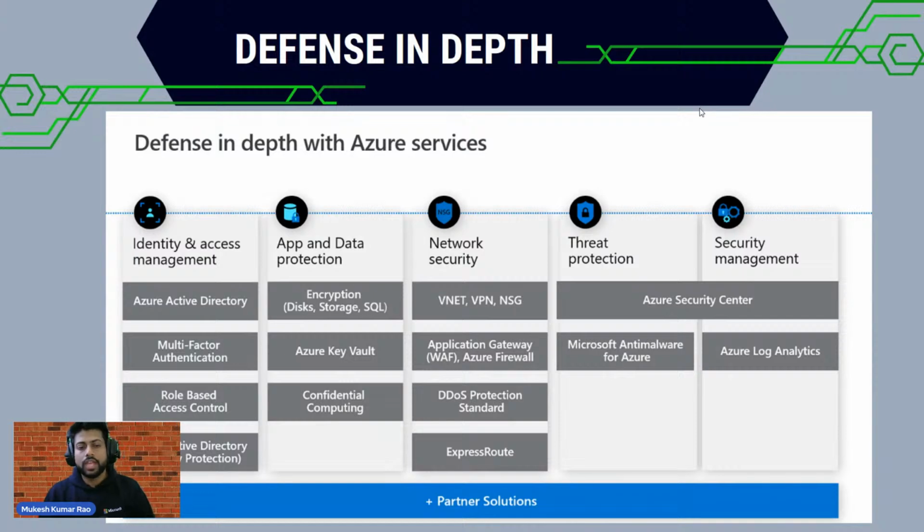Then jump to app and data protection. App and data protection is for the website or mobile app that you are launching on the Azure Cloud Platform. When we are connecting the data from the application, we require security. Now here you can see we have encryption.